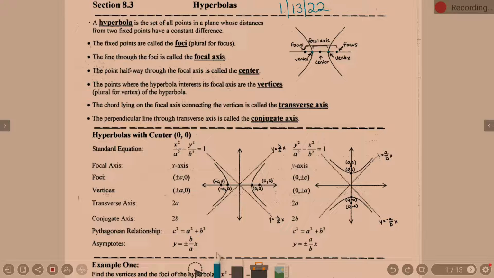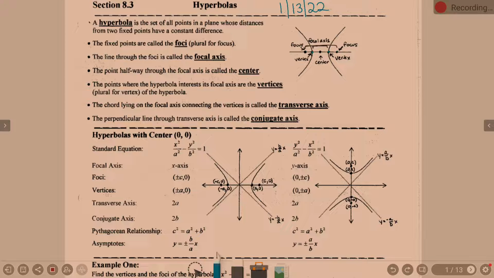Yeah, the sign switched again, didn't it? The Pythagorean relationship we've been using with ellipses was a squared minus b squared. The Pythagorean relationship with hyperbolas is a squared plus b squared. One way to make that connection is the Pythagorean relationship has the opposite sign of what standard form has. Standard form here, we're subtracting. My Pythagorean relationship is adding.